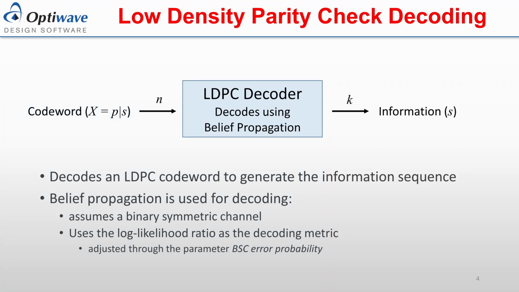Once received, the LDPC code word can be decoded using the knowledge of the parity check matrix used by the LDPC encoder. The LDPC decoder uses the belief propagation algorithm under the assumption of a binary symmetric channel, which signifies that each bit has a probability of being incorrect. The belief propagation algorithm uses the log likelihood ratio as a decoding metric, and undergoes iterations until a valid code word has been found. Following decoding, the parity bits are discarded, and the LDPC decoder outputs the information bit sequence.